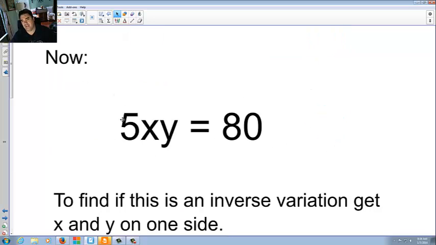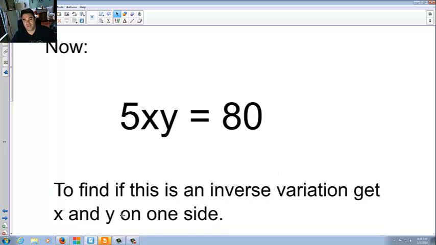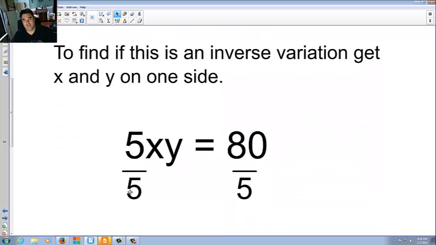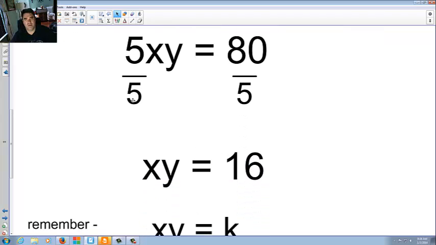Now, if you have something like 5 times x times y equals 80, all you're going to do first is get x and y by themselves. Well, to get x and y by themselves, 5 has got to get out of the way. So instead of times 5, we're going to divide by 5 to both sides. Take a look here, divide by 5 here, divide by 5 here.